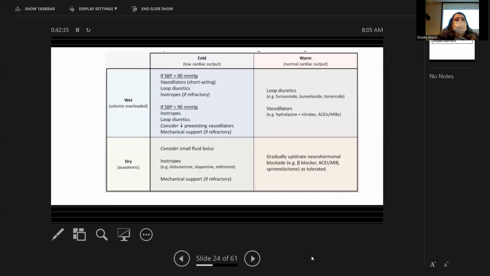In the bottom left, cold and dry, you have to give inotropes and fluid, but you have to be gentle with fluid because it'll back up really easily. Those are the ones I told you are the hardest to deal with. Warm and dry are pretty stable. They're the most stable group of this population, so you just want to start them on heart failure therapy. You can be a little quicker to start heart failure therapy.